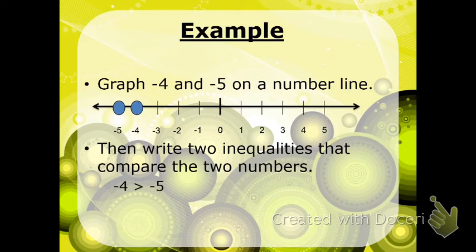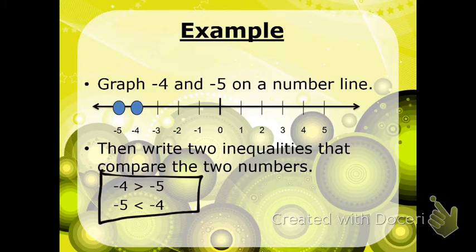Remember we said that the further a point is to the left on the number line, the smaller it is. So because -5 is to the left of -4 on the number line, that means that -5 is smaller or has a lesser value than -4. So both of these statements are equivalent. -4 is greater than -5 is the same thing as saying -5 is less than -4.